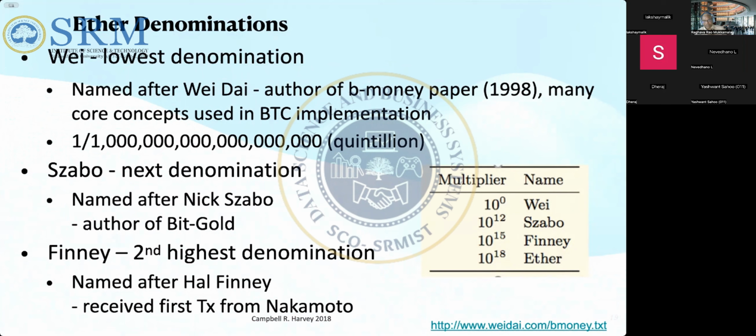So normally what we do is we split Ether into the lowest denomination, which is called Wei. And Wei Dai was the author of B-Money, and we discussed this in the last course when we looked into the evolution of the Bitcoin, right? And then you have some other denominations. Basically, you pay the transaction fee in terms of Gwei, so it's a giga Wei. We'll come back to that a bit later.